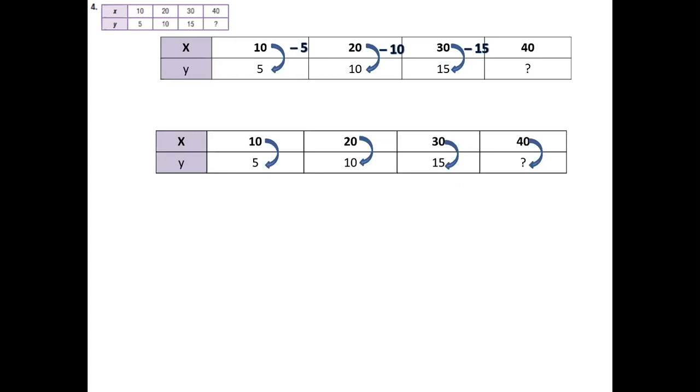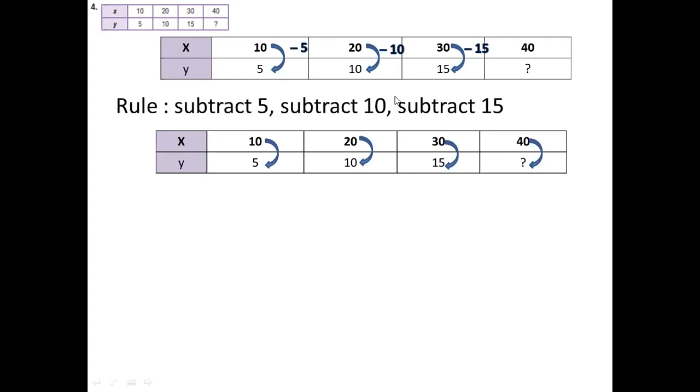Okay, what about now? The rule again is not the same for the table. First, it's minus 5, minus 10, and minus 15. So the rule is different. First, it's subtract 5, then subtract 10, then subtract 15. Can we take this as a rule to write our equation when the numbers are different? Of course not, because we need the same number. So if it is not minus, then what's the next step?